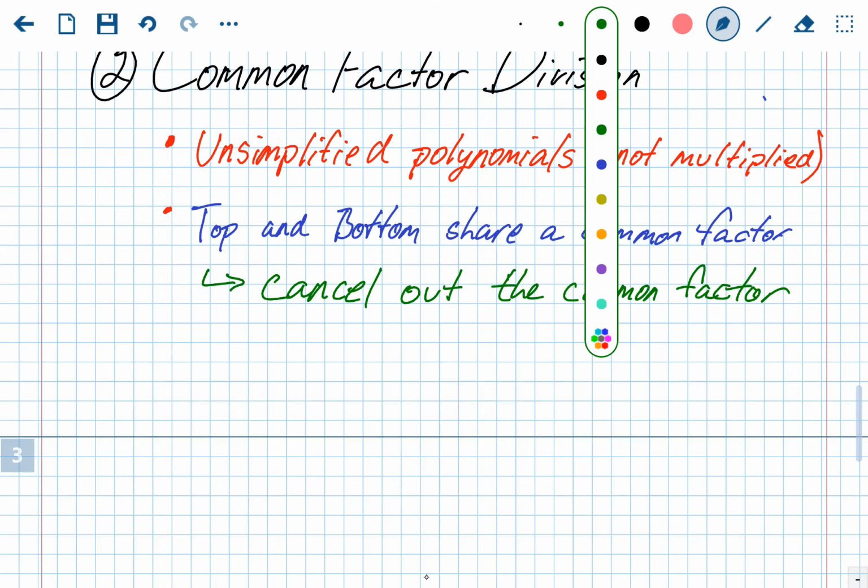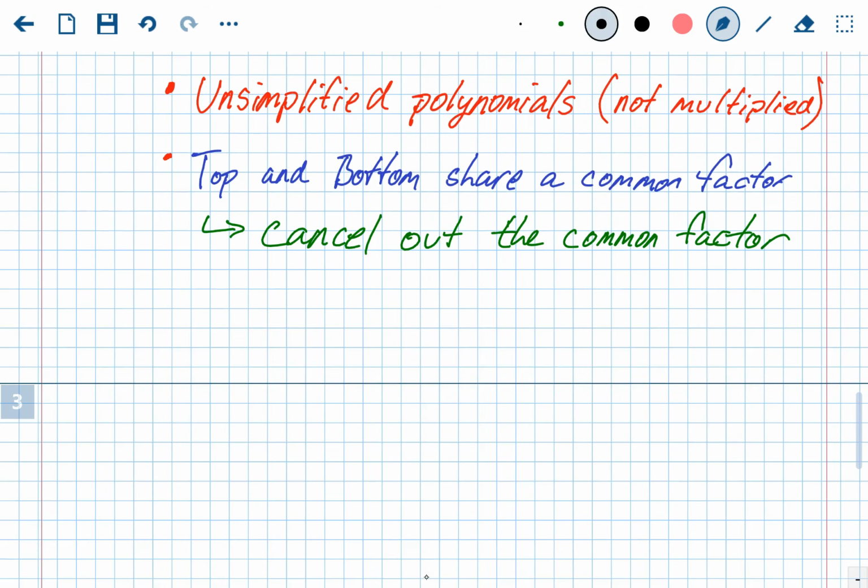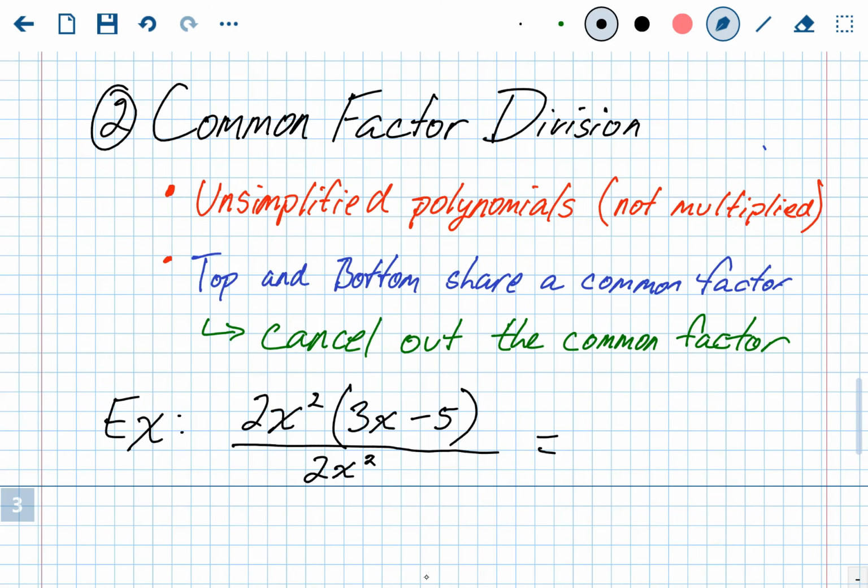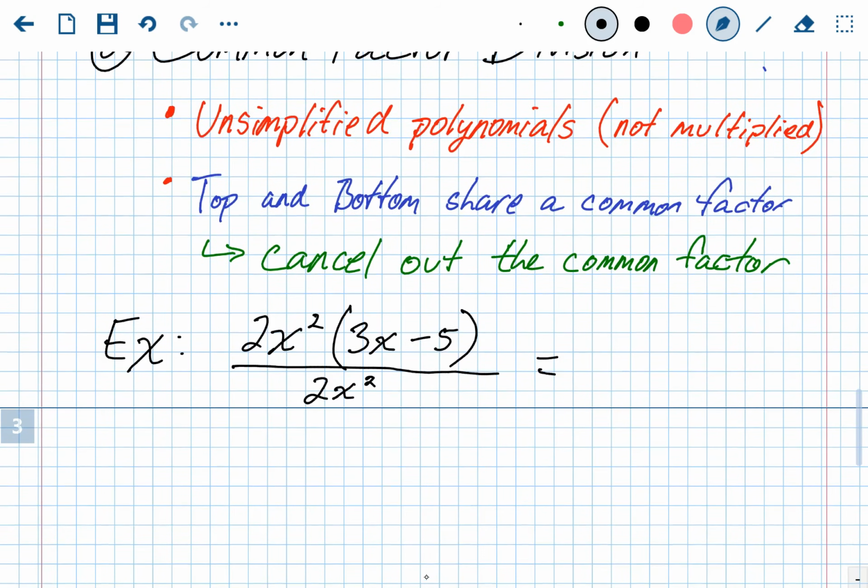Okay, so let's look at some examples. Hopefully you'll find that this is very easy. It's easy to spot and it's easy to do. All right, so in this example we have 2x squared times 3x minus 5. That's what we mean by unsimplified. Normally we'd see this and it just screams distributive property, so we'd want to distribute that. But again, these are for unsimplified polynomials, so unsimplified means that distribution is not going to happen.